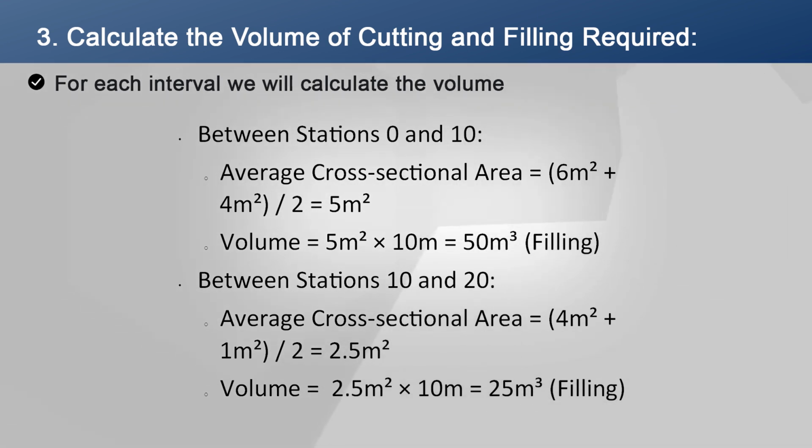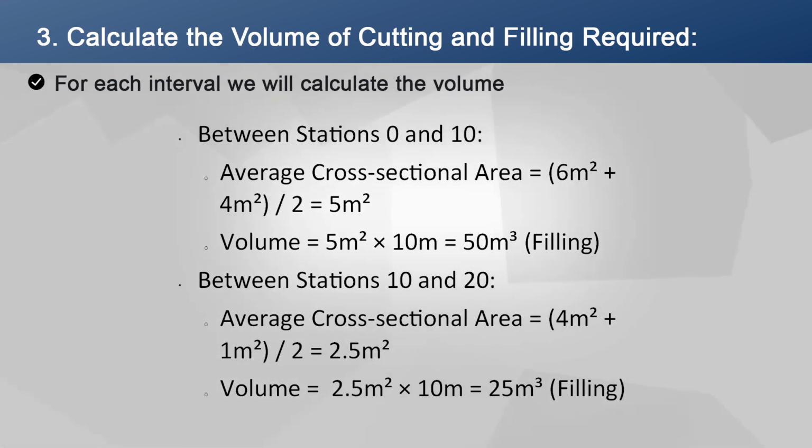First is between the station 0 meter and 10 meter. We can calculate the average cross sectional area as minus 6 square meter minus 4 square meter whole divided by 2. It will come out as minus 5 square meter. So, volume will be area into length. Area is minus 5 square meter, length is the interval between two sections, which is 10 meter. So, it will come out as minus 50 cubic meter. Again I will repeat, this minus denotes filling quantity.